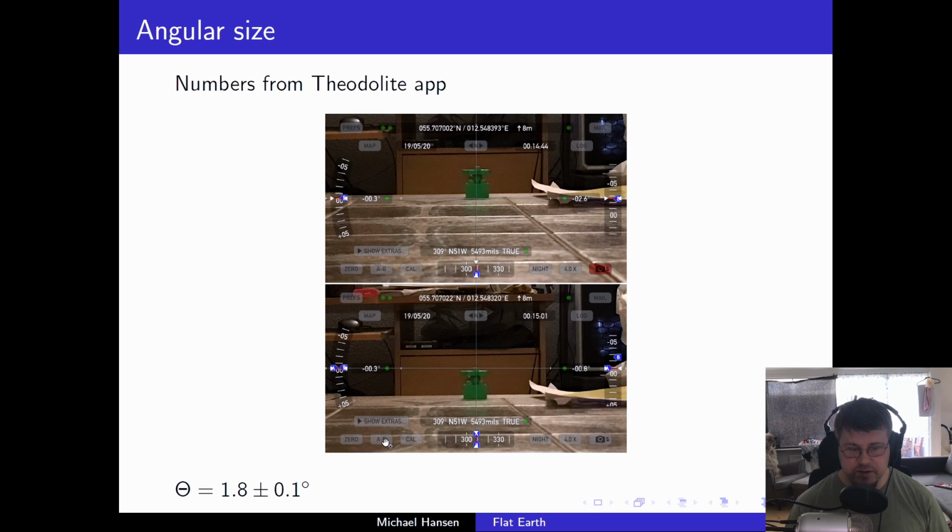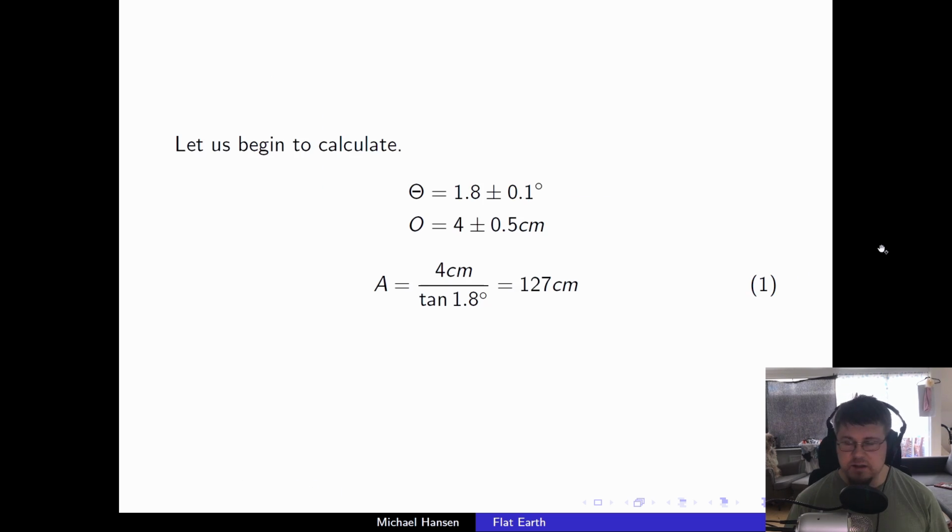Now by going into AB and saying calc, and then checking to get the angular differences, we can find that the angular size of this little thingy here is 1.8 degrees. Now the uncertainty in this program is 0.1 degree, so there's also an uncertainty in here as well. So let's begin to calculate.